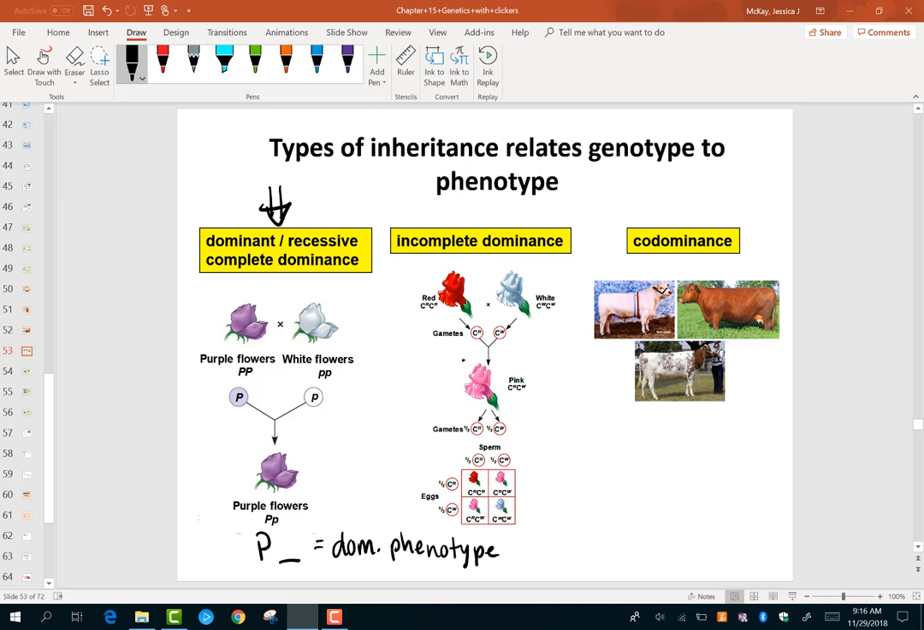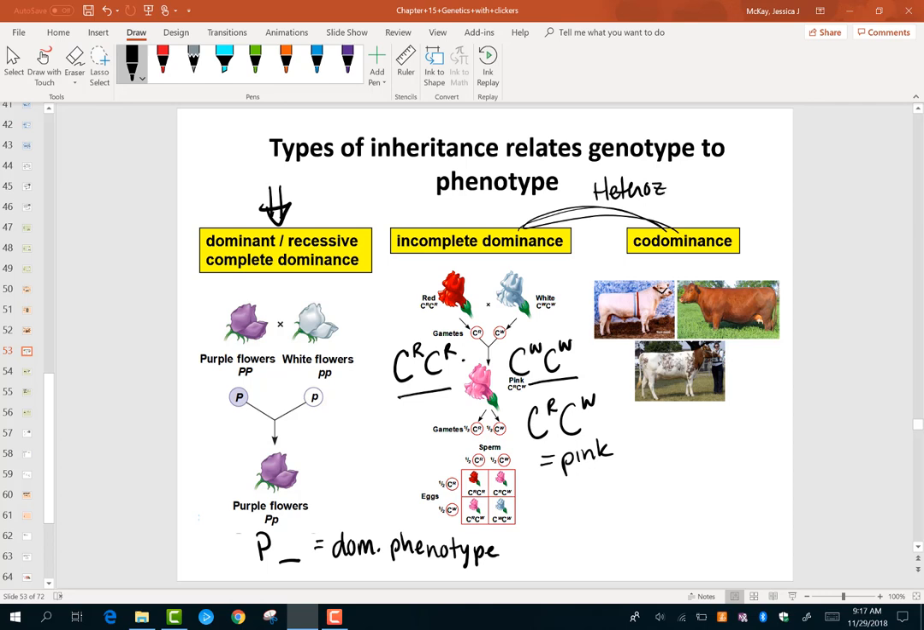The way we represent these alleles, because one's not dominant over the other, is we use both capital letters. To be red, you have to be homozygous for the red allele. To be white, you have to be homozygous for the white allele. And when you get a heterozygote, you see that red and white make pink. So the way you see both of these is you always look at the heterozygote. Again, we show these alleles differently because it's not dominant recessive, complete dominance.